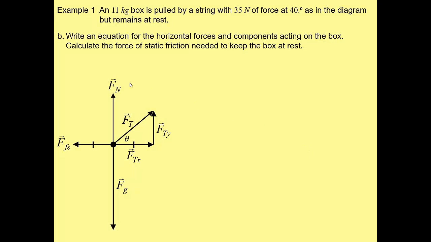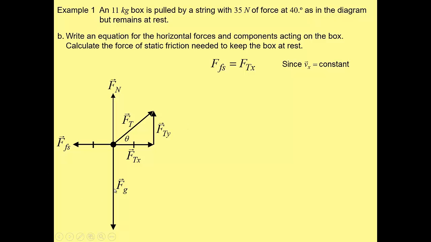So, now that we got this beautiful force diagram, let's answer some questions about it. So first, I'm going to ask you to write an equation for the horizontal forces and components acting on the box, which we just did, right? We know these 2 have to balance because it's got a constant horizontal velocity of 0. Well, now I want to know how big is that force of static friction? Well, as you see from the equation that we wrote, if we want to know how big the force of static friction is, we can figure out how big the horizontal component of the force of tension is. Well, we don't know that yet. We do, however, know the force of tension, it's 35 newtons, and we know this angle, 40 degrees.